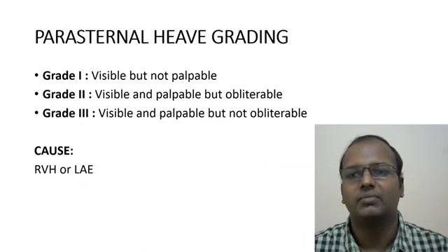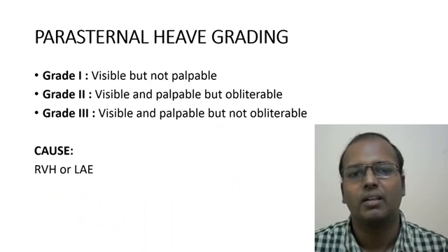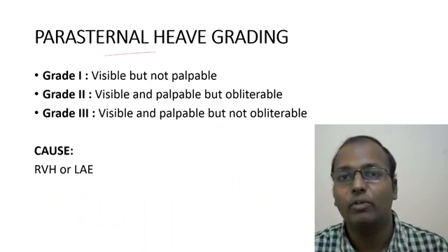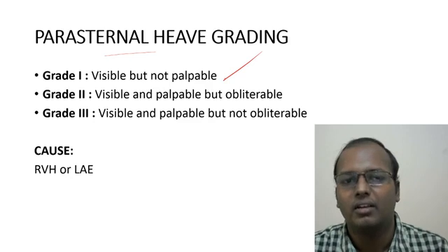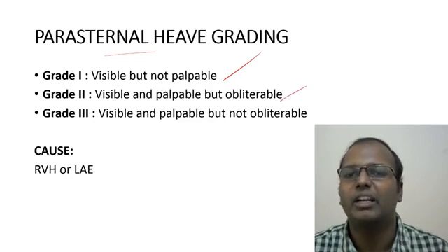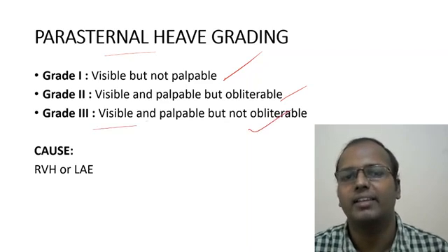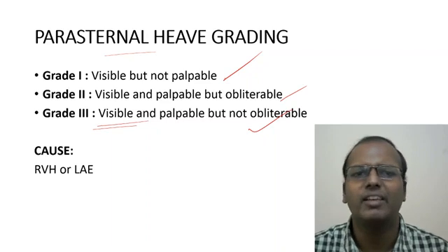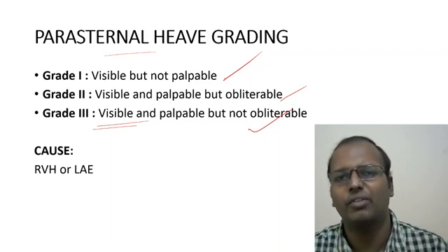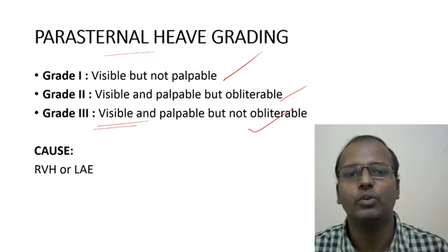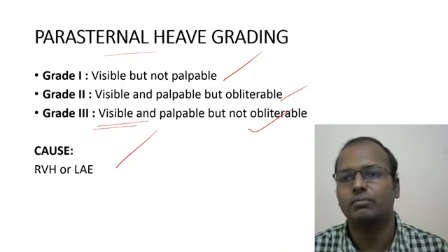Then these are the parasternal heave grading. Grade 1 is visible but not palpable, and grade 2 is visible, palpable but obliterable. If you compress, the heave is not much. And grade 3 is visible, palpable but not obliterable. Grade 3 is severe parasternal heave. Parasternal heave usually occurs because of right ventricular hypertrophy. Sometimes it can be there due to left atrial enlargement also.